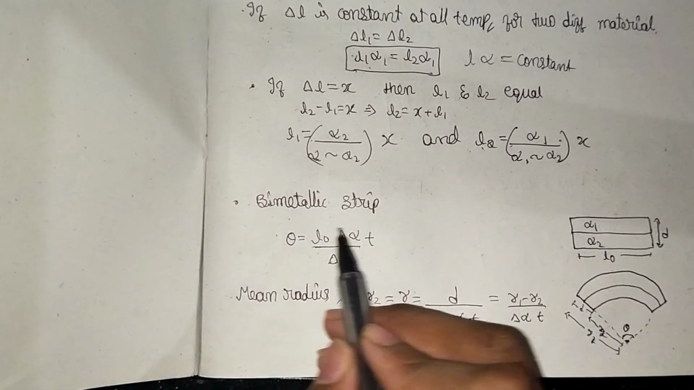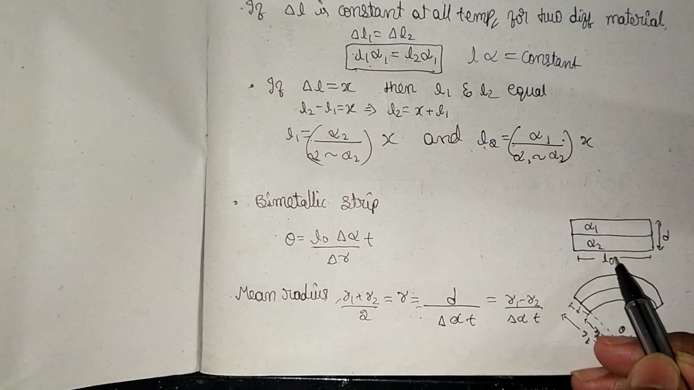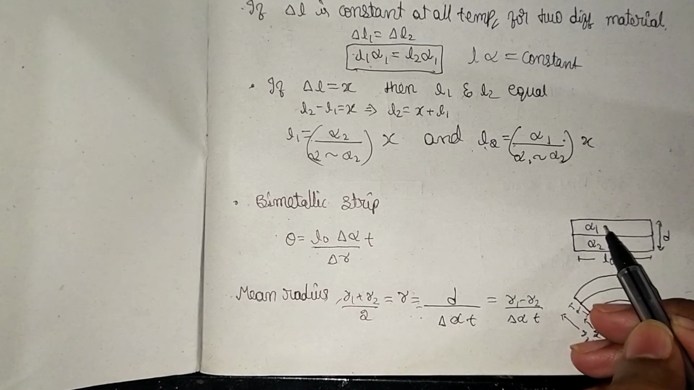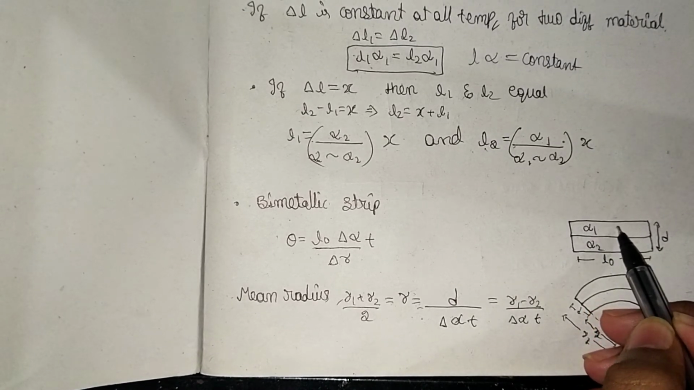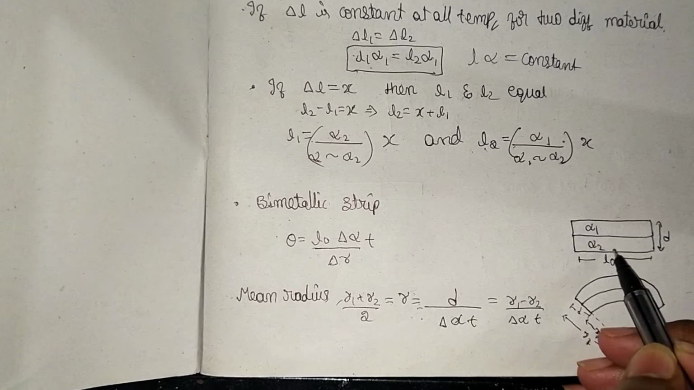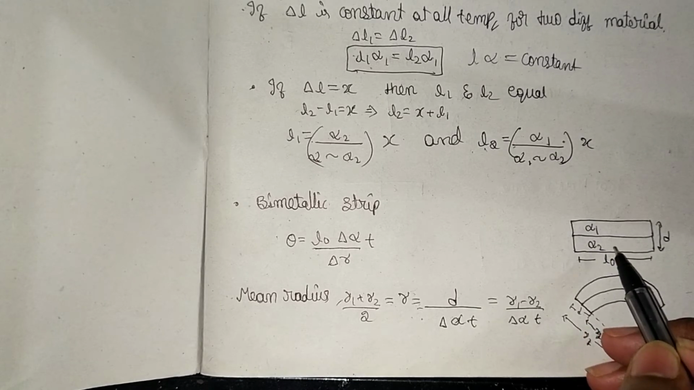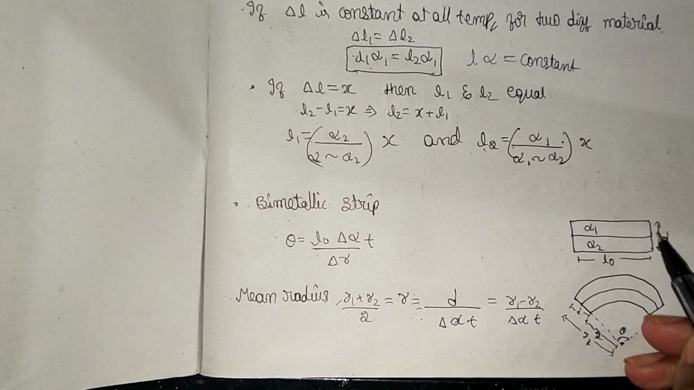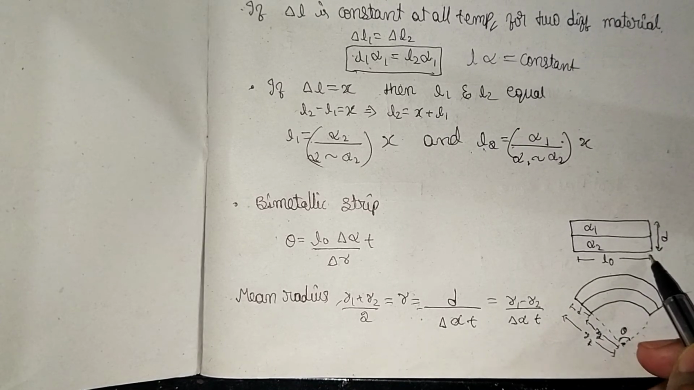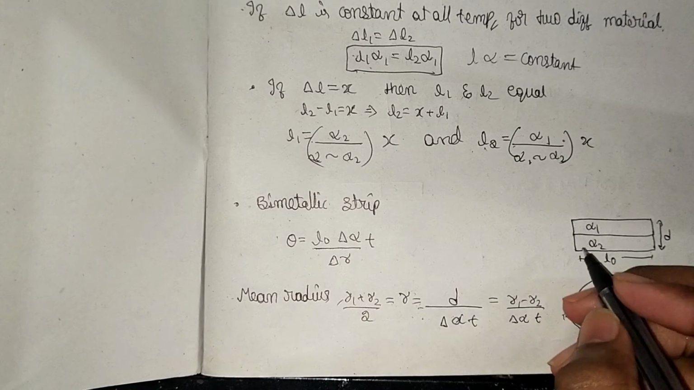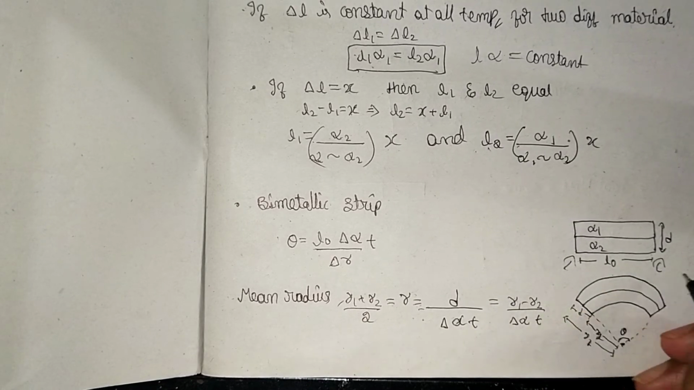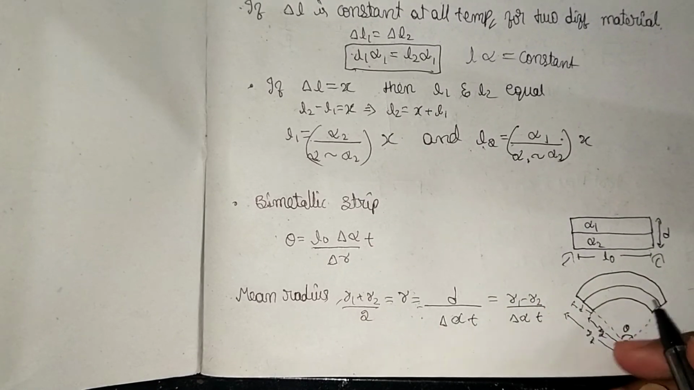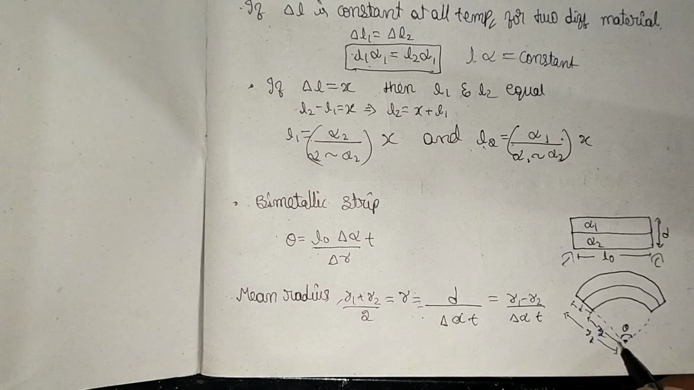On seeing the bimetallic strip, which is made up of two metals, if alpha 1 is the coefficient of linear expansion of the first strip and alpha 2 is the coefficient of linear expansion of the second strip, L0 is the initial length and d is the separation between them. If we heat this and it expands, it becomes a bent shape, and they are inclined at theta with the center.